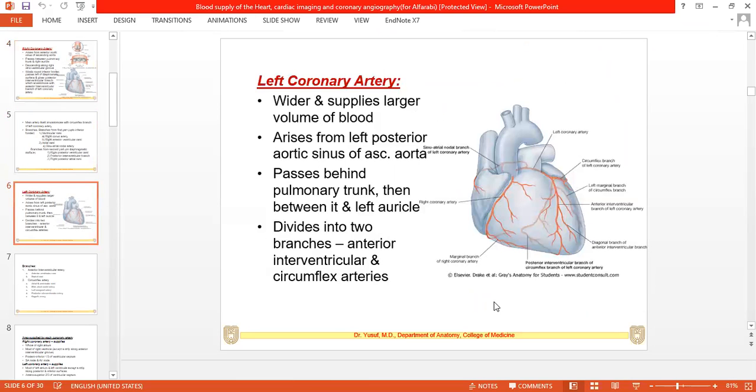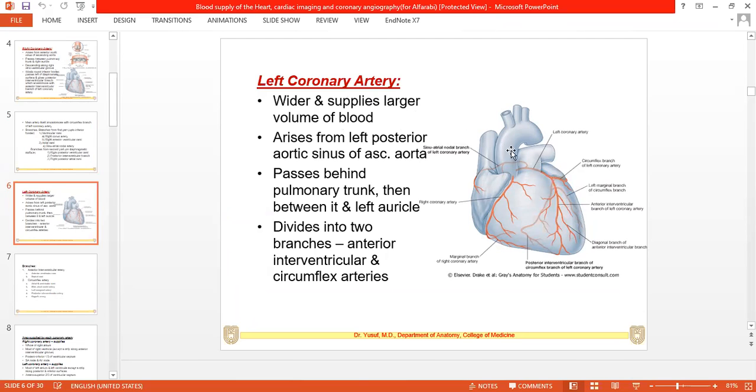Now going to the second artery, which is the left coronary artery. Here is the left coronary artery. It is a wider artery compared to the right coronary artery. It is wider and supplies a larger volume of blood. Okay, because as we know, the left ventricle is the most important chamber because it will be pumping and doing a lot of hard work, pushing the blood into the aorta. So that's why the left ventricle needs more blood supply.